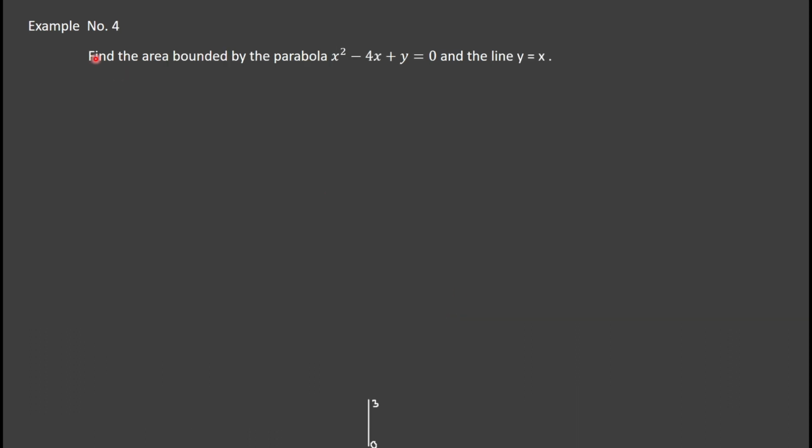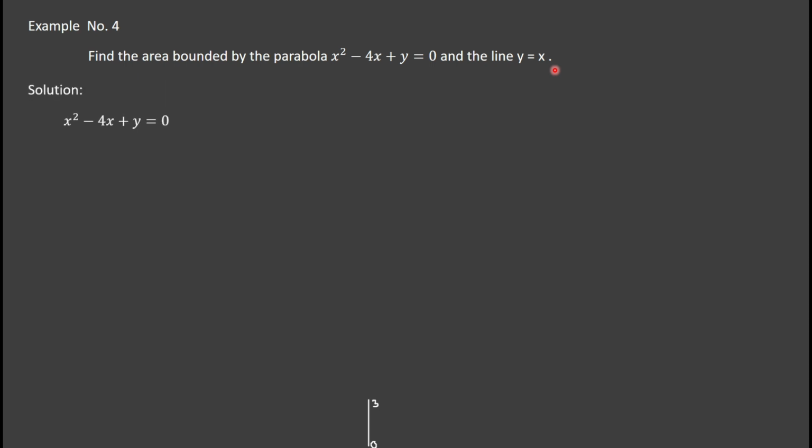So next, example number 4: find the area bounded by the parabola x squared minus 4x plus y is equal to 0 and the line y is equal to x. In this problem, we have two given equations: the equation of the parabola, and the other is the equation of the line, which is y is equal to x.